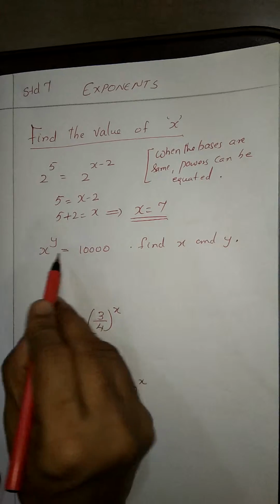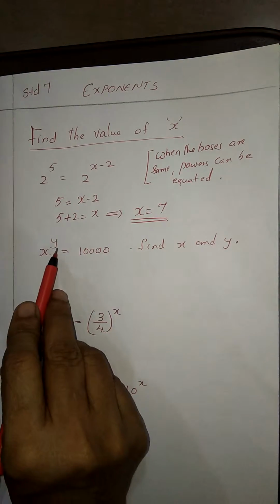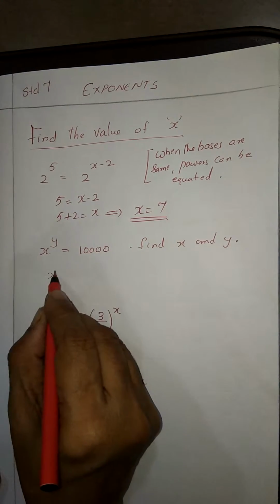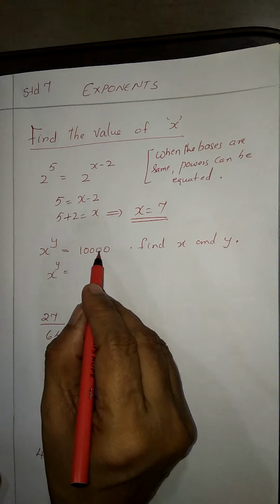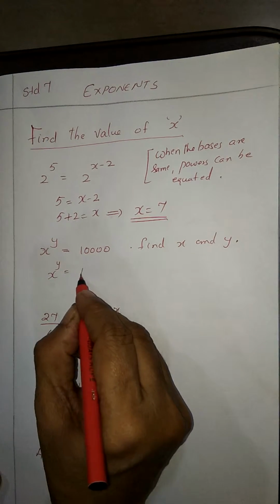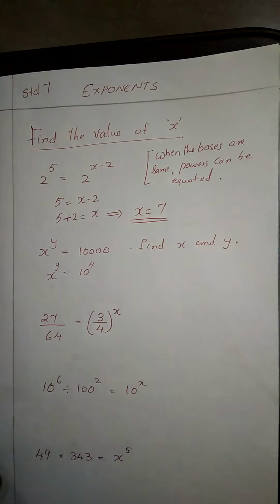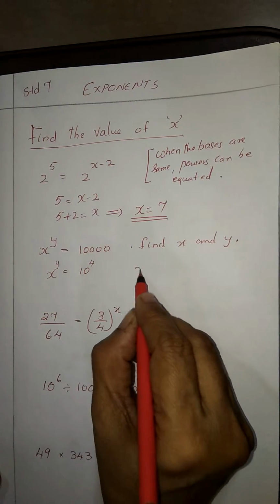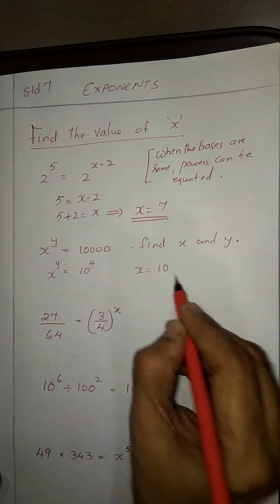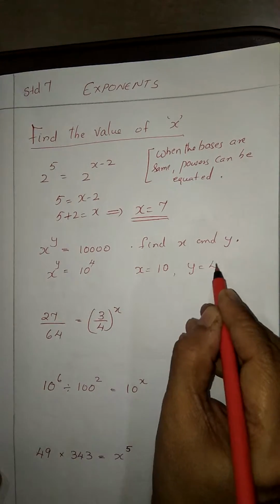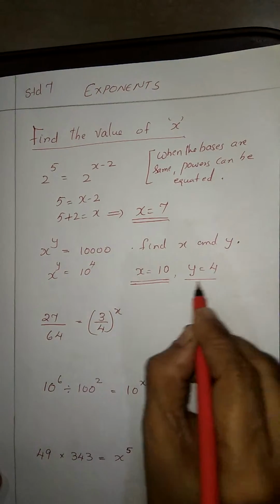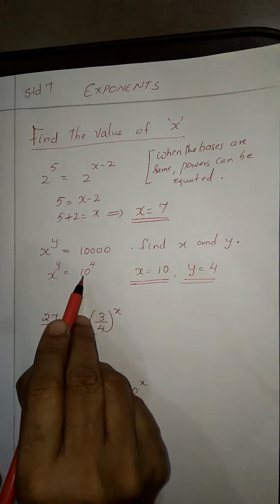So here you have to find the value of x and y. You can write this as x to the power of y is equal to, how many zeros are there? 4. So you can write this as 10 to the power of 4. So x is equal to 10 and y is equal to 4.